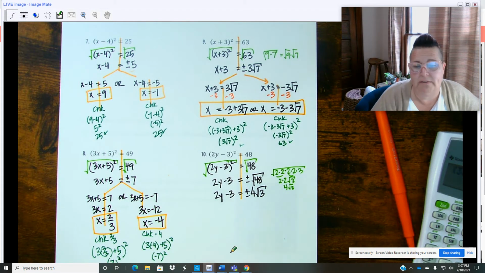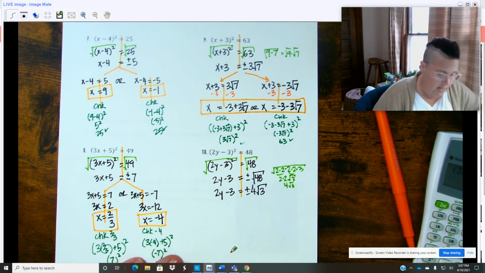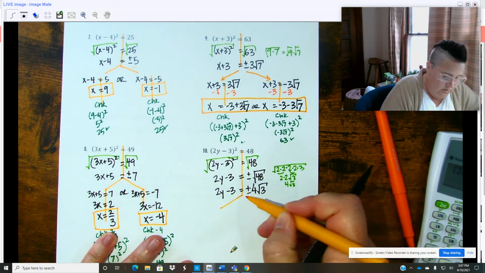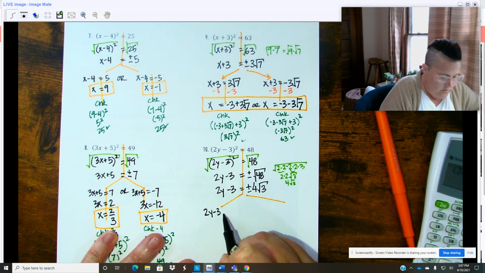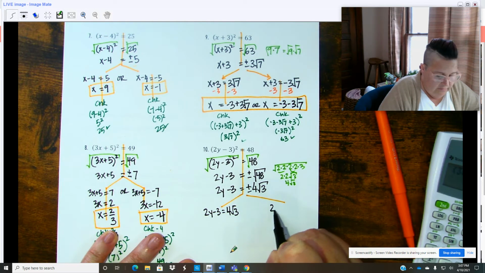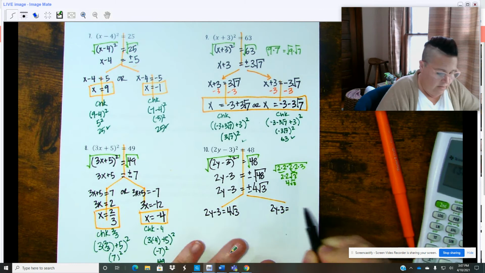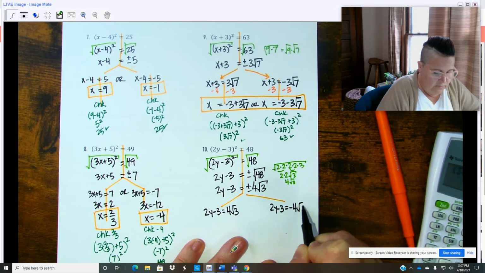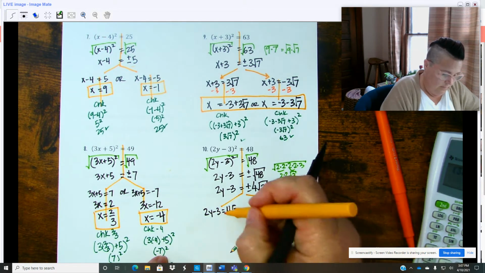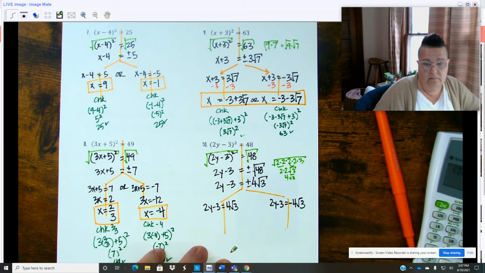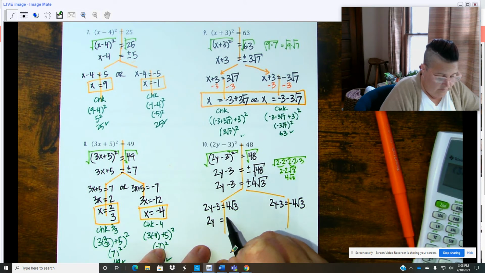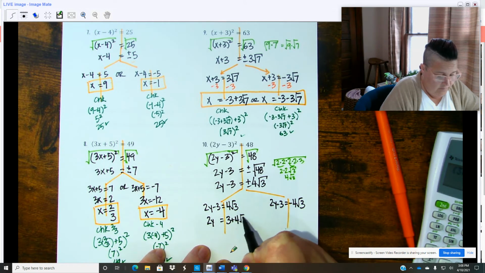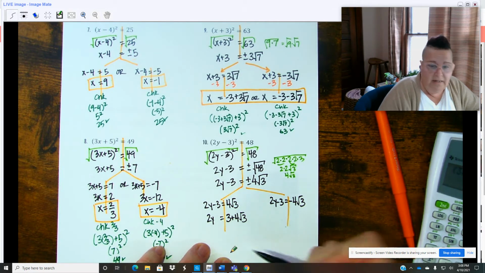Okay, I've got two options. I've got 2y minus 3 is equal to a positive 4 square roots of 3. And I've got 2y minus 3 is equal to a negative 4 square roots of 3. Add 3 to both sides. And divide everything by 2.